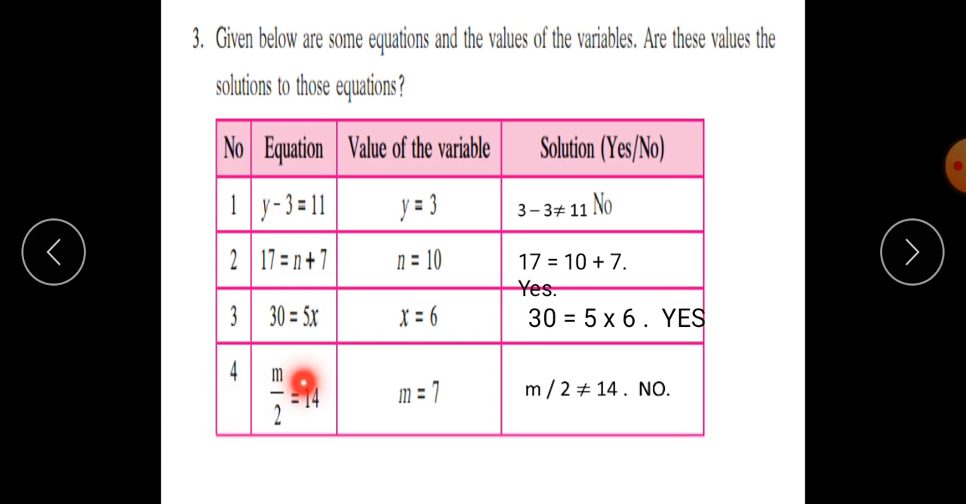Fourth one, m upon 2 is equal to 14. Here the value of m is given as 7, and when we divide 7 by 2, it is not equal to 14, and therefore m equal to 7 is not the value of the variable for the equation m upon 2 is equal to 14. Therefore I have written here no. This completes question number 3.